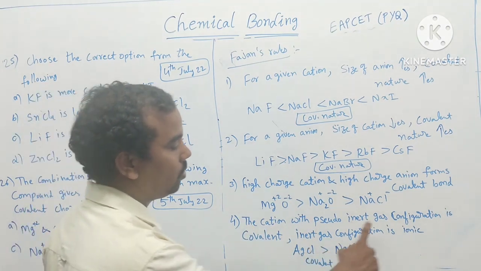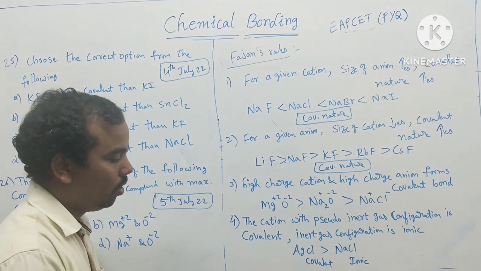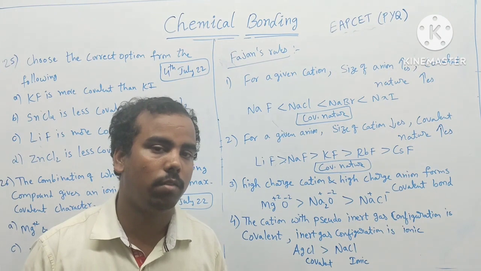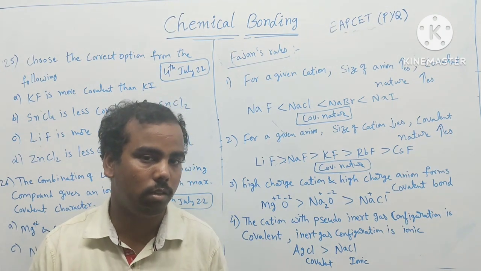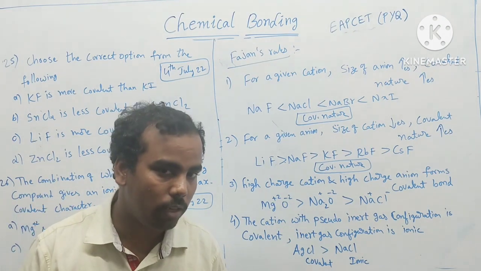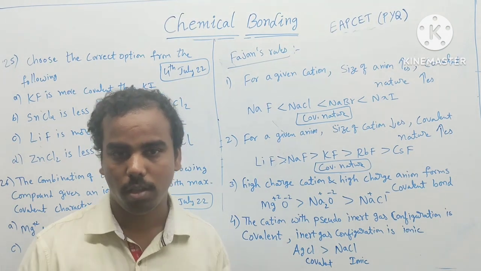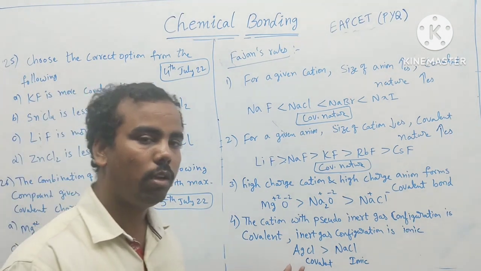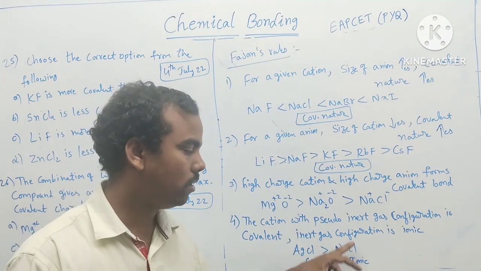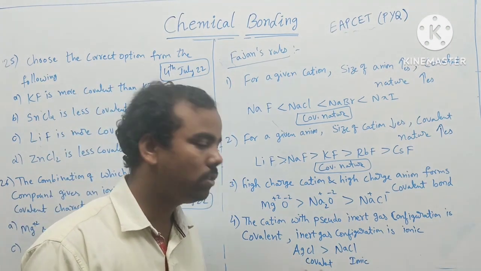Next one, a cation with pseudo inert gas configuration gives covalent character, while inert gas configuration gives ionic. For example, Ag plus has pseudo inert gas configuration. What is the meaning of pseudo inert gas configuration? Pseudo inert gas means 18 electrons are present in the valence shell. If 8 electrons are present, that is inert gas configuration. If 18 electrons are present, that is pseudo inert gas configuration. So Ag plus has pseudo inert gas configuration, Na plus has inert gas configuration. That's why NaCl is ionic, AgCl is covalent in nature.